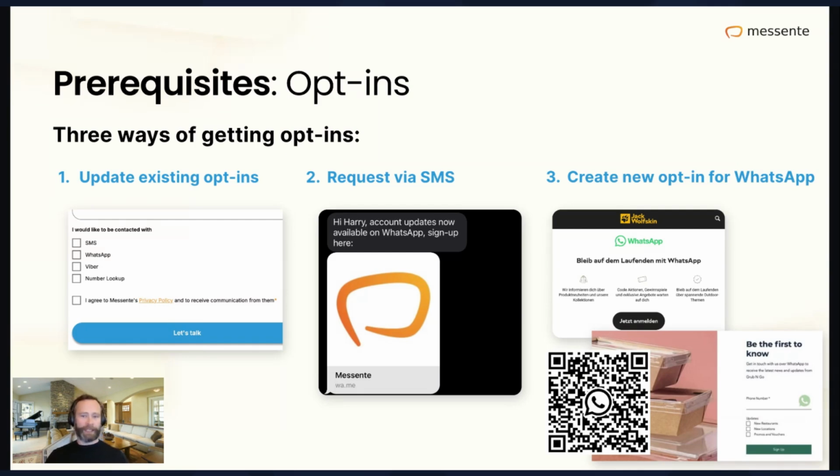Next, you could invite users to opt into WhatsApp, and you could use SMS for that. So you take your existing SMS database, let them know you've now got WhatsApp as an option, and send them a link to sign up and opt in to that. And then finally, you could create a whole new experience just for WhatsApp.